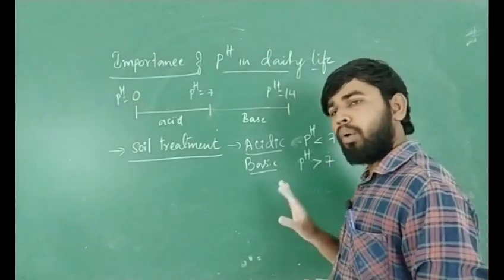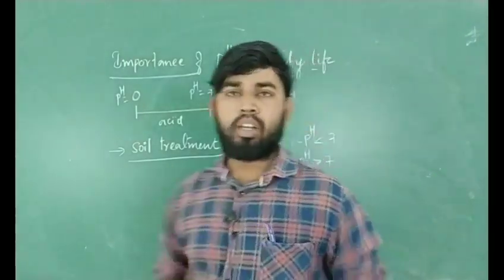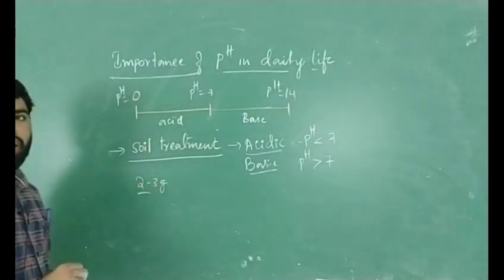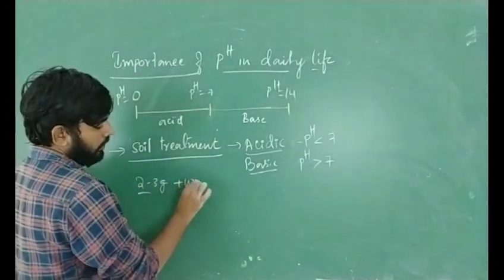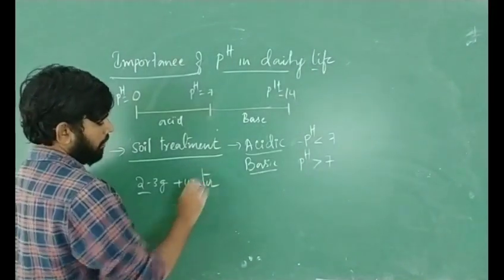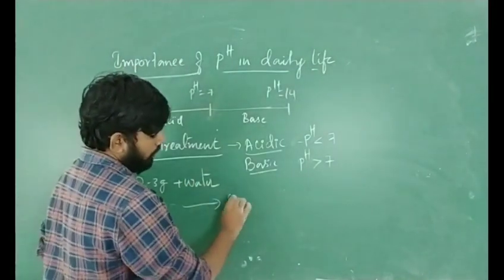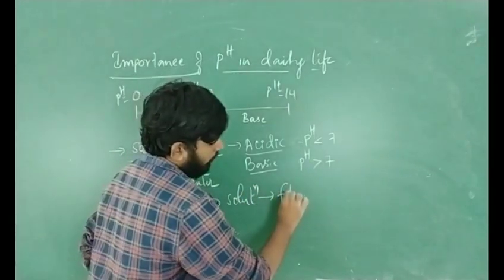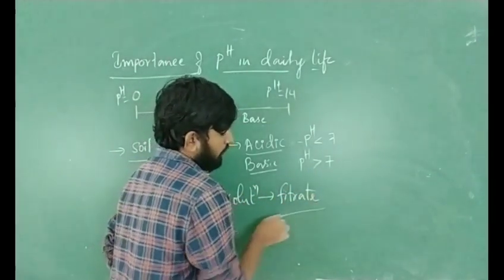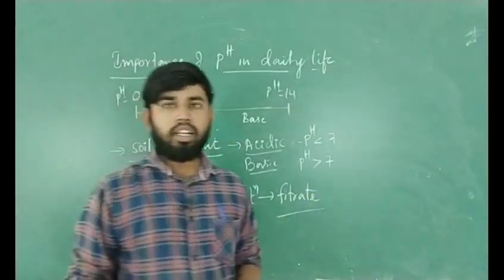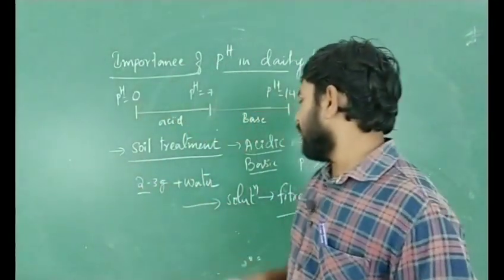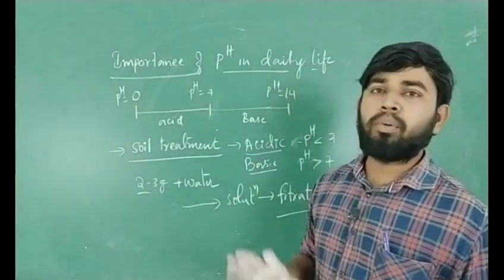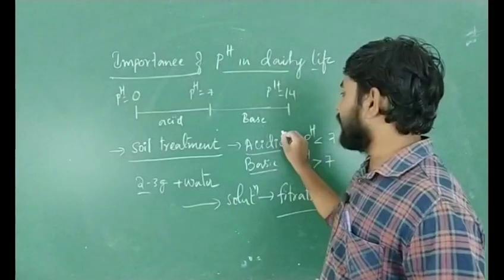So how are we going to determine the pH of soil? We can take 2 to 3 grams of soil, and we can add water to it. You should make a fine powder, remember. Then after, we should get a solution. When you filter this solution, we will get a filtrate. Just by using the pH indicator, or else we can say universal indicator, we can identify the pH of a particular soil.